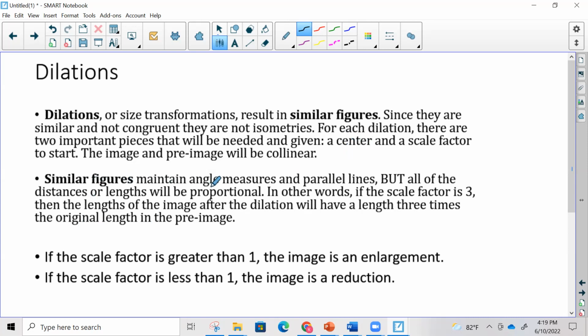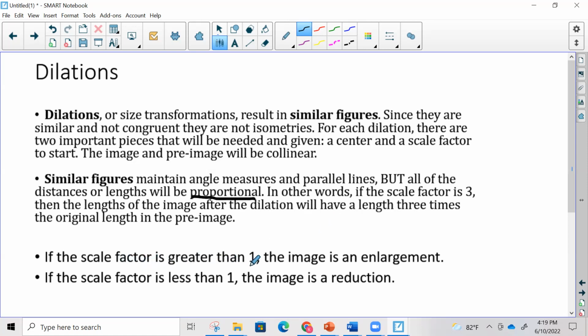And similar figures maintain angle measures and parallel lines, but all the distances or lengths will be proportional. So for similar figures, the sides are proportional, they are not congruent. In other words, if the scale factor is 3, then the lengths of the image after the dilation will be 3 times the original length in the preimage. Now, the image can be larger or it can be smaller. It depends on the scale factor. It's just they do have to be proportional.